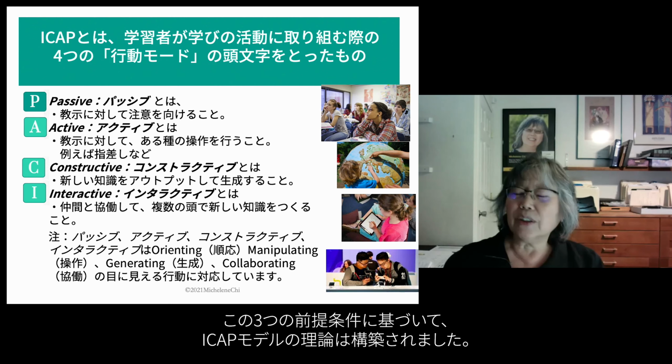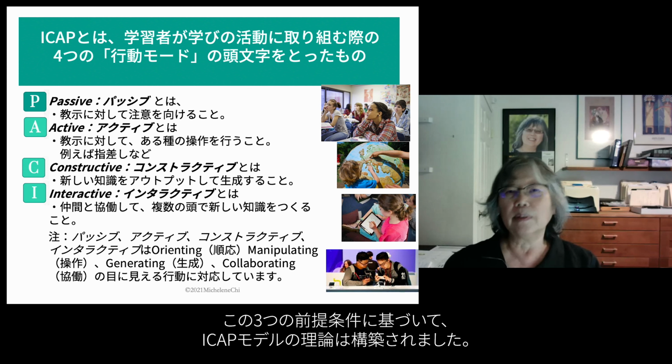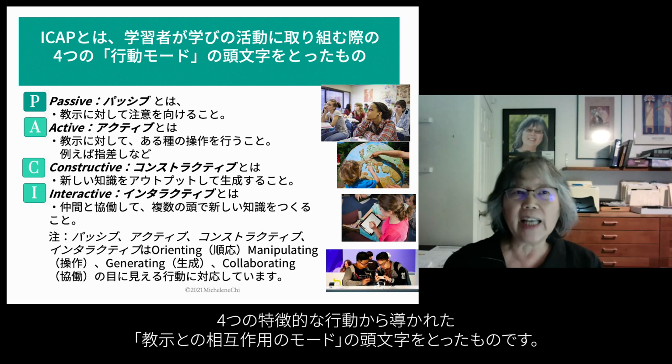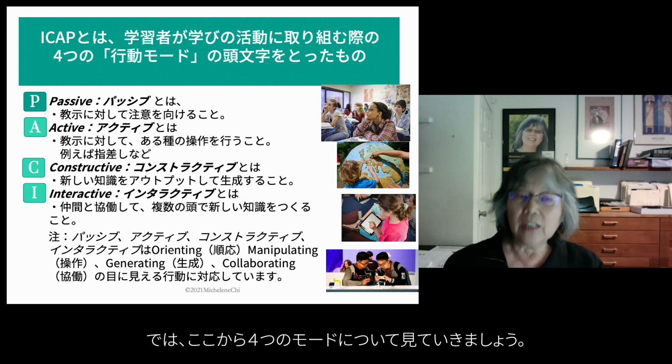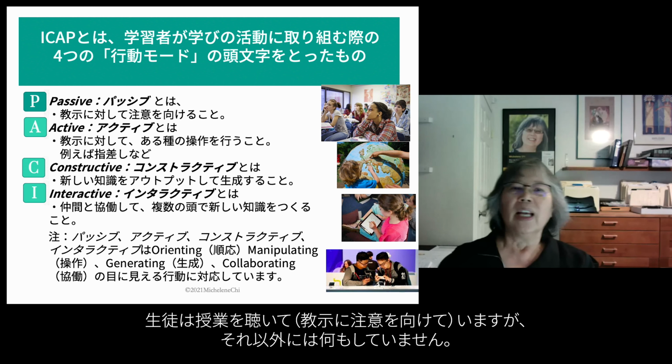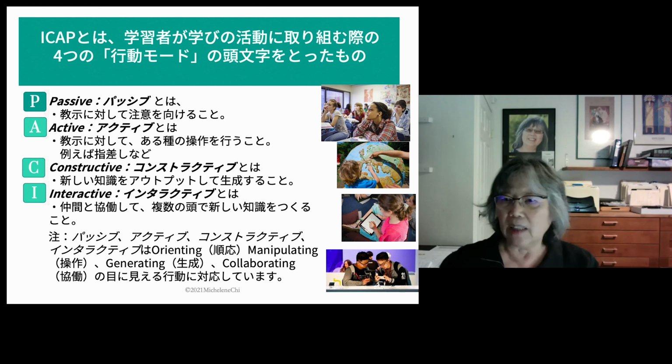So based on those 3 assumptions, the theory was developed, and the acronym ICAP stands for 4 behavioral interacting modes in which students can interact with instruction. So I'll go through these 4 modes. The first mode is what I call passive interacting behavior, and you can look at the picture. It's a picture of students attending to or oriented toward instruction, but they're not doing anything else.